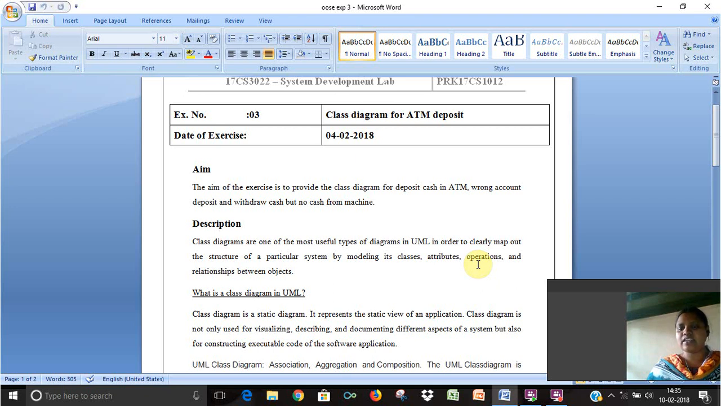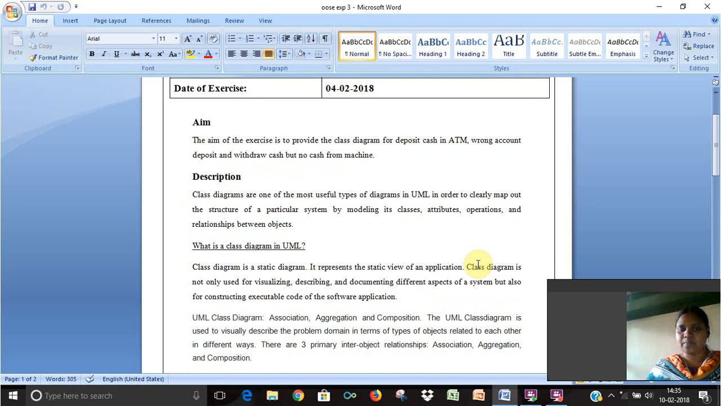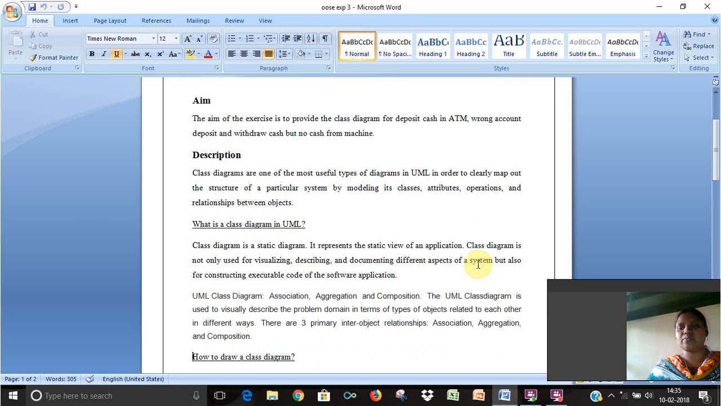A UML class diagram consists of different types of connections like association, aggregation and composition. The UML class diagram is used to visually describe the problem domain in terms of types of objects related to each other. There are three primary inter-object relationships, that is association, aggregation and composition.